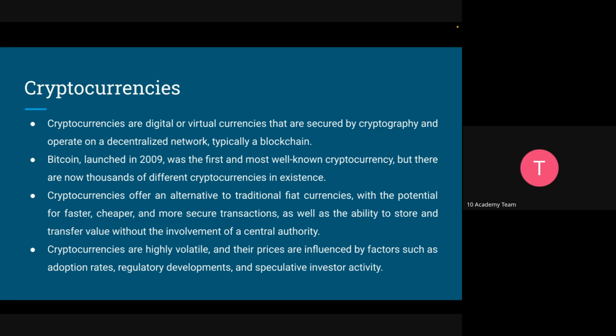So the first cryptocurrency ever, launched in 2001, was Bitcoin. It started from Bitcoin. Now we have different types of currencies that are being traded and transacted around the world. Bitcoin is still the number one coin. Its value is really high.